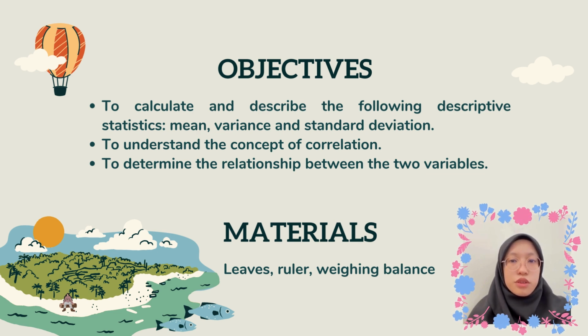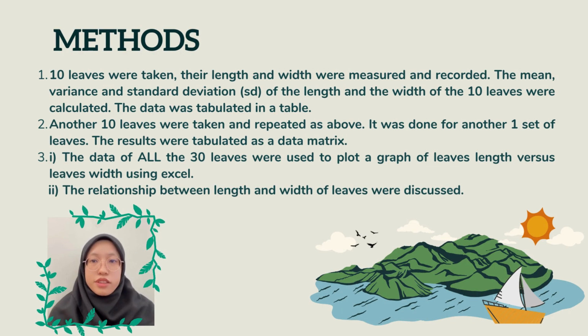The materials that we use in the practical are leaves, ruler, and weighing balance. For methods, the length and width of 10 leaves were measured and recorded. The mean, variance, and standard deviation were calculated and tabulated. The first step was repeated for another 2 sets of different leaves. Lastly, a graph of the leaf length versus leaf width was plotted using Excel. The relationship between length and width of leaves was discussed.